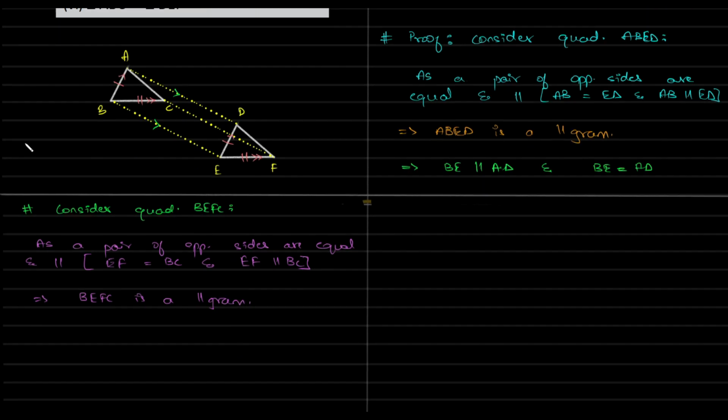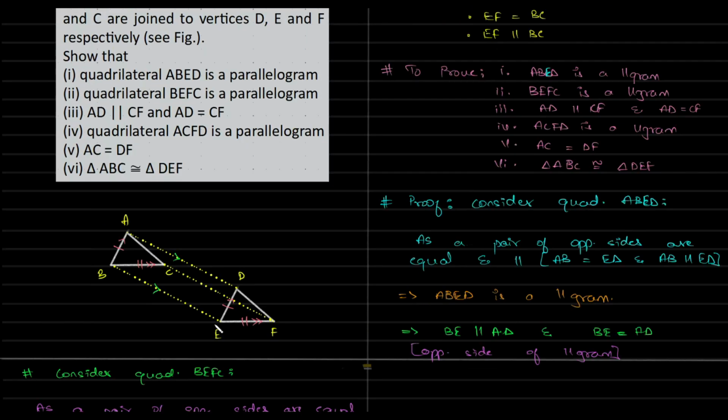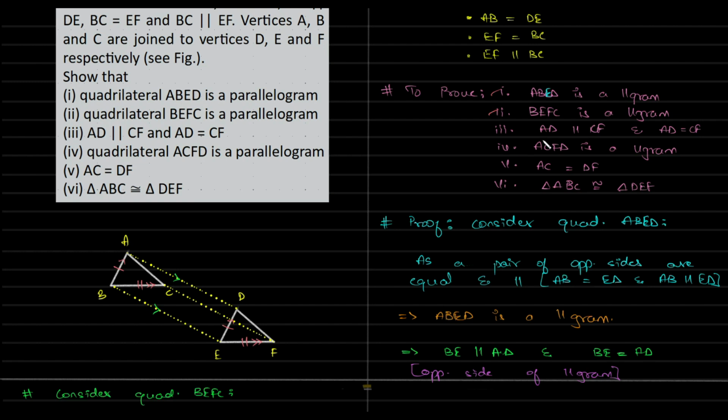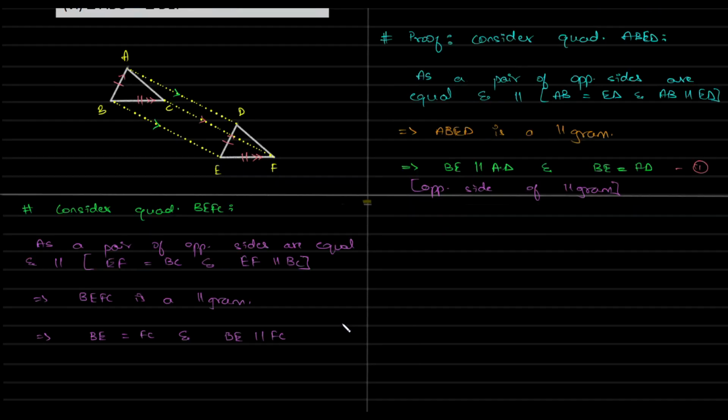Right. And we can conclude that BE is equal to FC and BE is parallel to FC. We can write the reason, opposite sides of a parallelogram. And this too is the same reason, so we need not write. Now, two things are proved. We have to prove that AD is parallel to CF. It's quite simple. From 1 and 2, we can tell this.